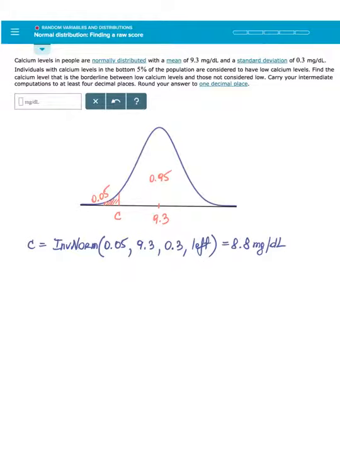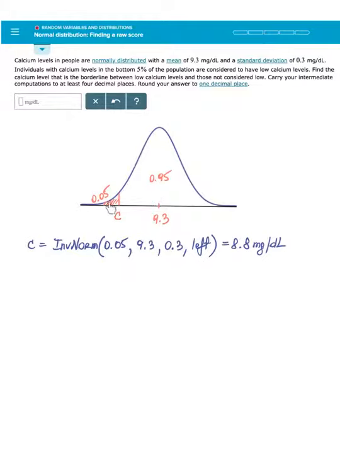Because I am told that calcium levels are normally distributed, I'm going to use the normal curve. It is centered at 9.3, which is the mean, and I know the standard deviation is 0.3. I'm told that the bottom 5% is where calcium levels are considered to be unhealthy. And of course, the top 95% is where calcium levels vary, but they're all considered to be within the norm. We need to find this boundary quantity that separates the unhealthy calcium levels from healthy calcium levels.